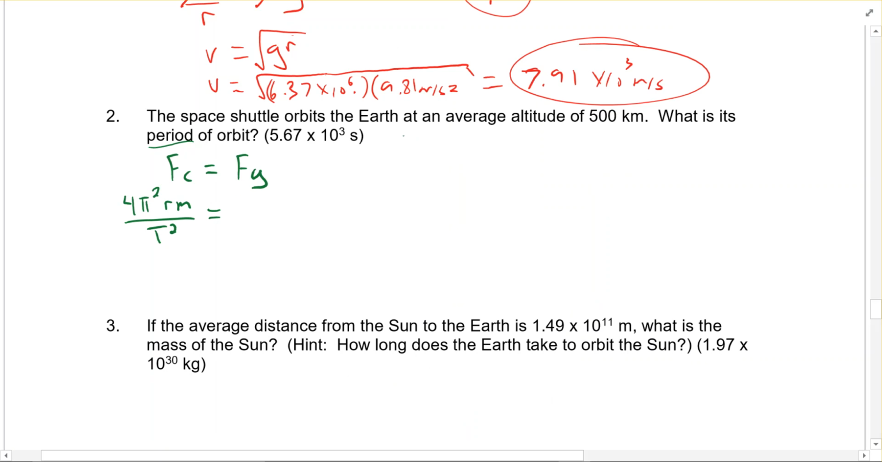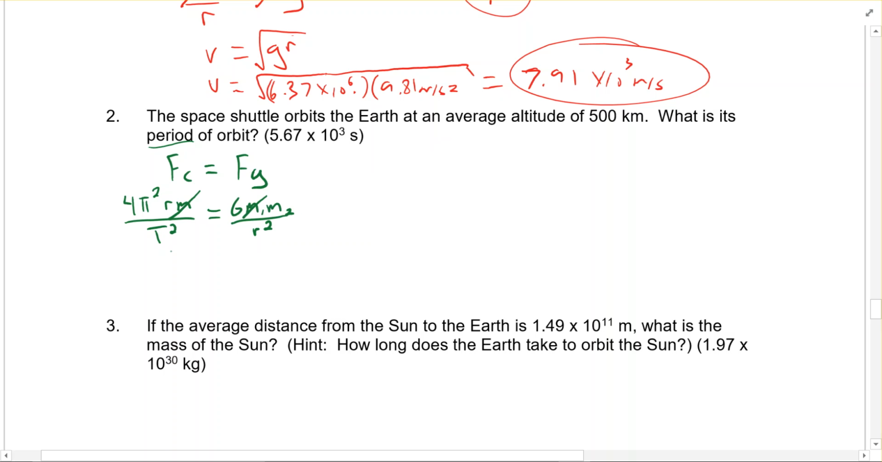So now, which FG am I going to use? Am I going to use FG is equal to ma, or FG is equal to big G m1 m2 over r squared? Well, I don't know a anymore, because this is in orbit. A is only equal to 9.81 at the surface of the Earth, so I can't use that one. So it's got to be this one, G m1 m2 over r squared. Again, we're able to cancel one of our masses, the mass of the little thing orbiting.